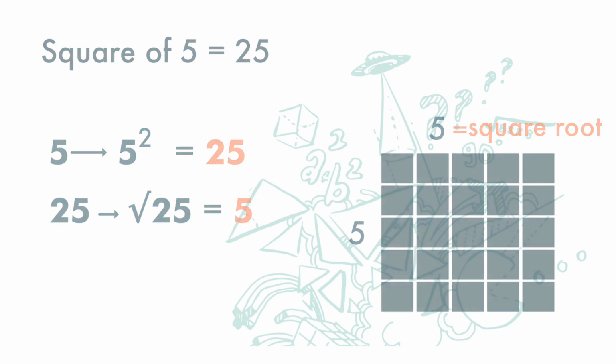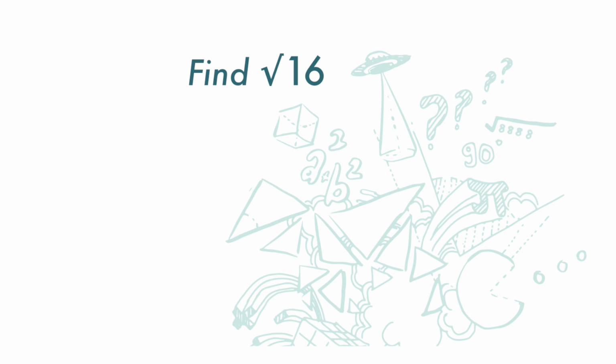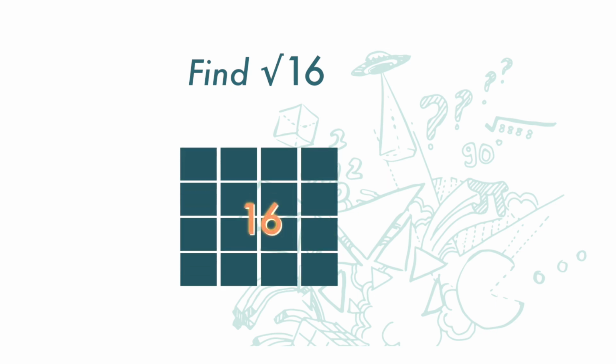Let's look at this question as an example. Find the square root of 16. To find the square root of 16, what it means is that if we know the area is 16, what is the side? The answer is 4.